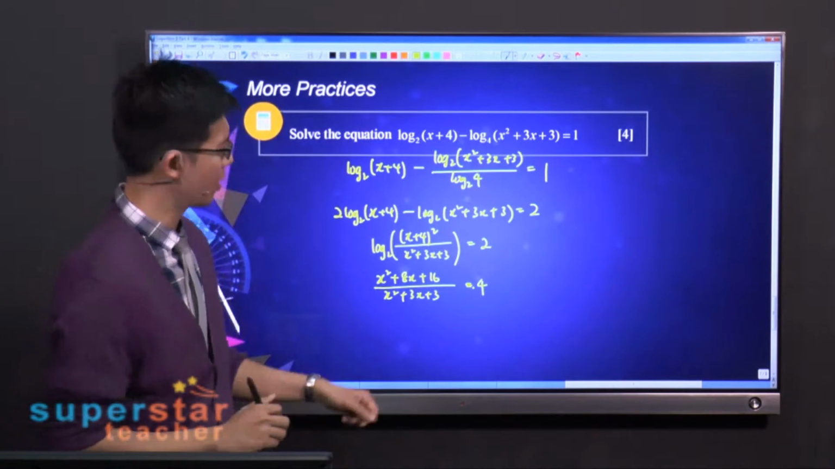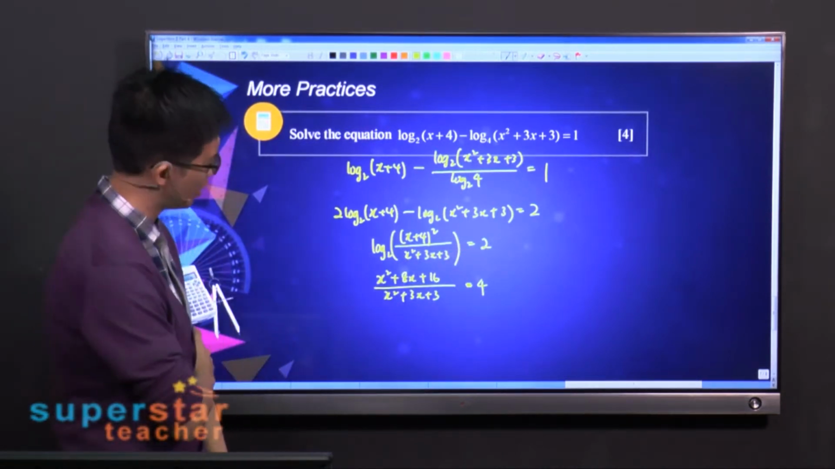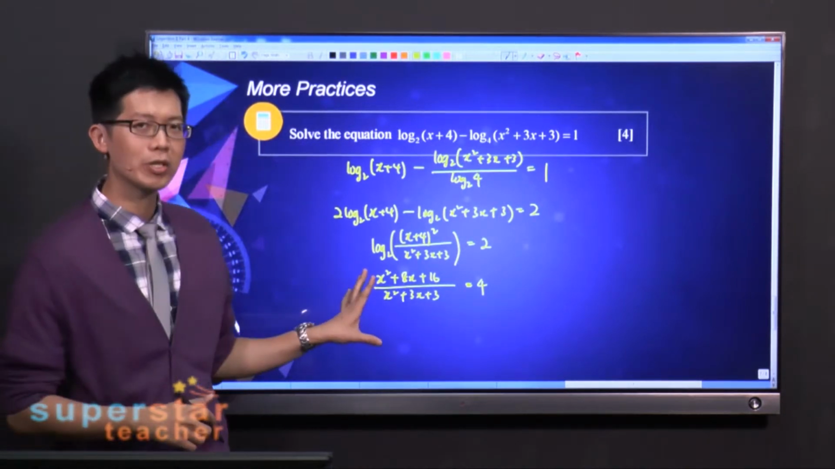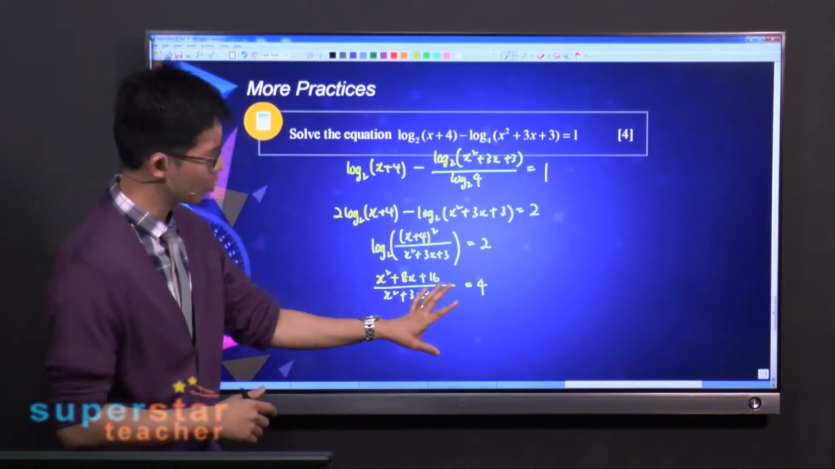I hope you know how I get the 4. It's not 2 times 2, but it's 2 squared. So that's what we call anti-log. And of course, what is left to do is a very simple equation now. It's a quadratic equation. Solve it, that's all. It's nothing to do with log anymore.